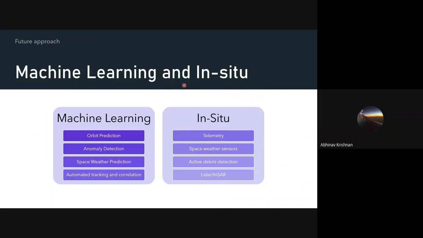Now, what is the future in this? Future within machine learning, there are several, and I think it's at the right time that machine learning is also evolving. One of them is within orbit prediction. The other is anomaly detection.